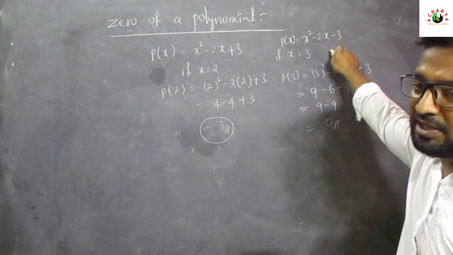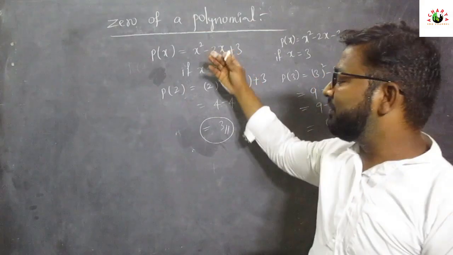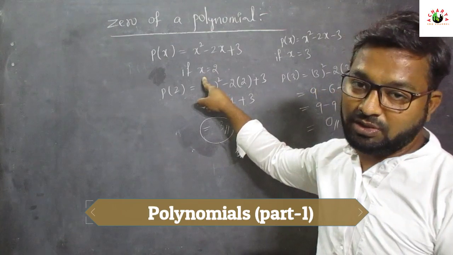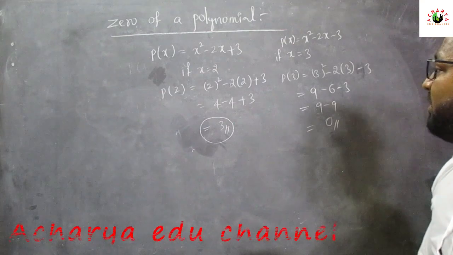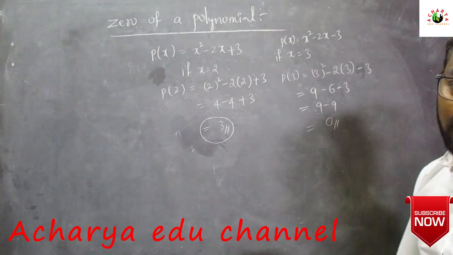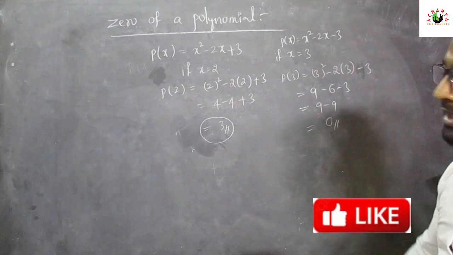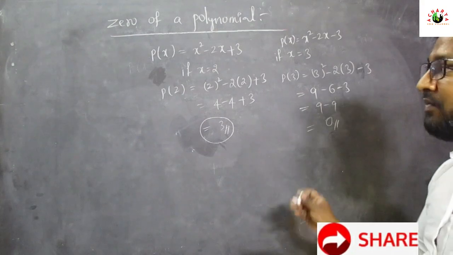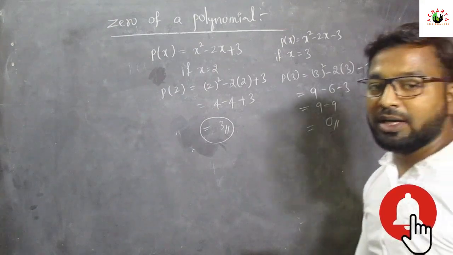If we got the value 0, it means a 0 of the polynomial. If we got some other value, like 3, then 3 is the value of polynomial p of x at x is equal to 2. Here, this is a 0 of polynomial p of x equal to x square minus 2x minus 3 at x is equal to 3. At x is equal to 3, p of x is a 0 of polynomial. That is the difference between value of polynomial and 0 of polynomial. Okay, thank you.